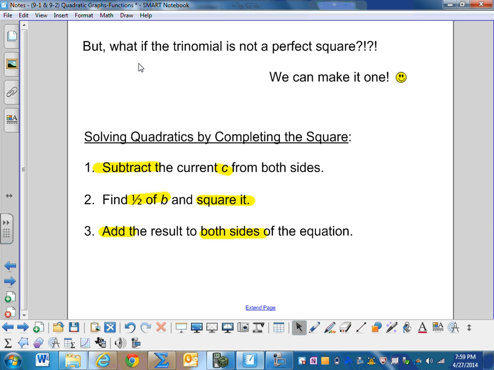But what if the trinomial is not a perfect square? We can make it one. And the way we do that is we subtract the current c from both sides, find half of the b and square it, and add the result to both sides of the equation. So what does that look like?